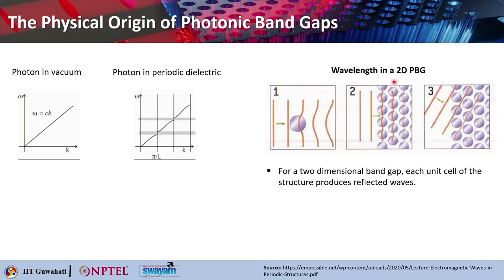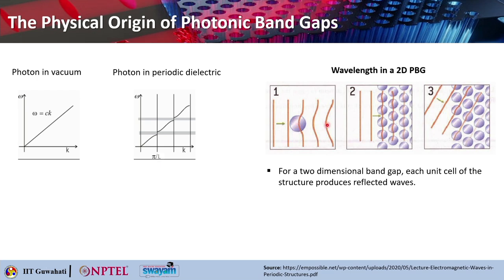This is what happens in a 2D photonic band gap. You can think of a single scatterer, which is a dielectric material. When a plane wave falls on it, the part of the plane wave going through this material slows down, because the speed of light in this material is reduced by a factor of n, the refractive index of this material, as compared to the speed of light in vacuum.